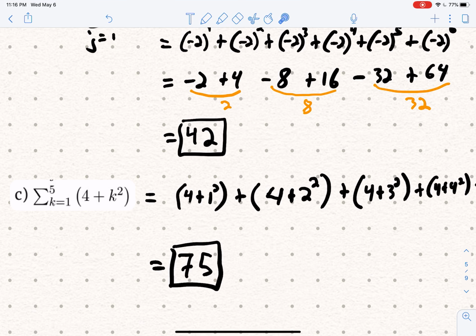And that is not always possible with series, but for certain series, it is possible. And that's something we'll be looking at a little bit later in the lesson.